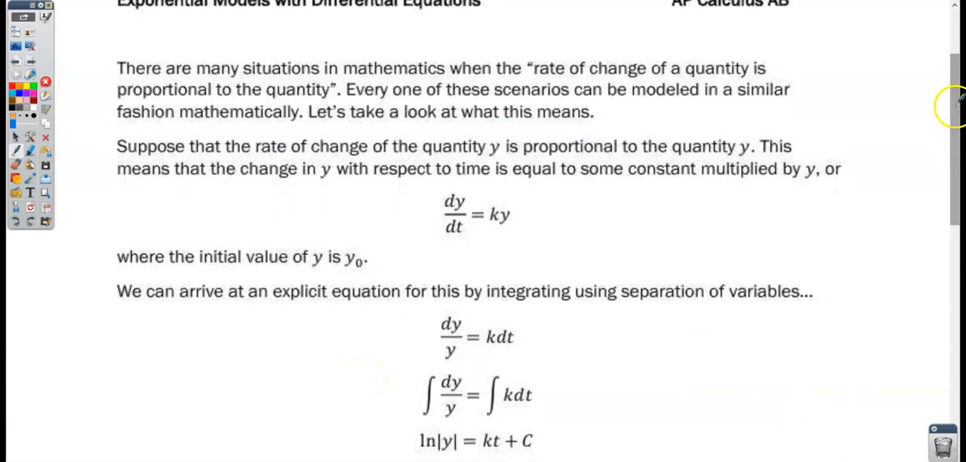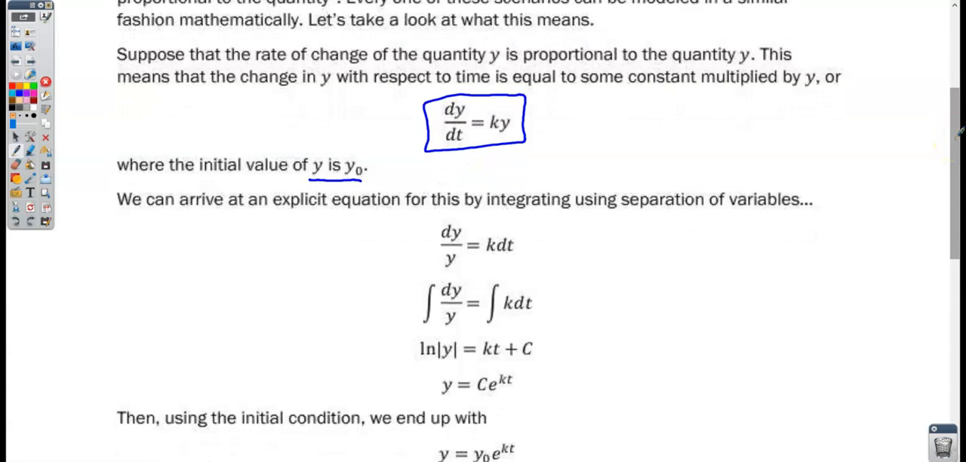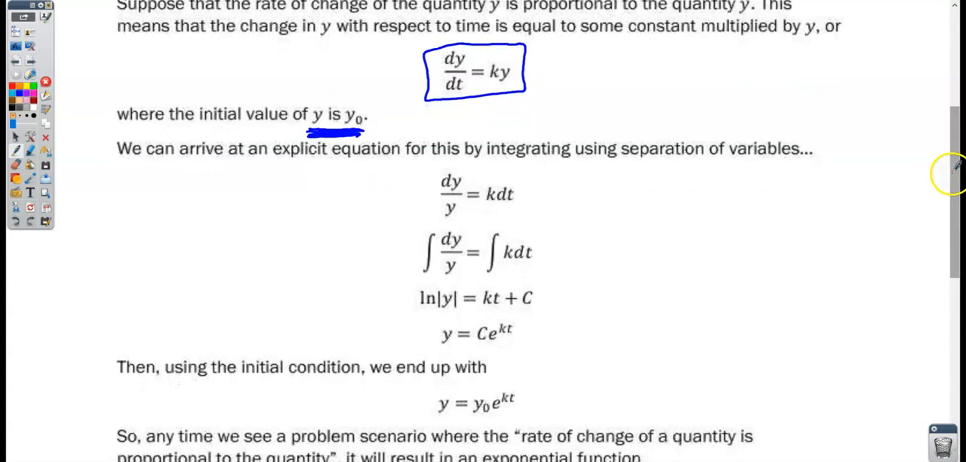If we take this separable differential equation and this initial condition, we can use separation of variables. We just got done spending the last two lessons talking about separation of variables. We can use it to find the equation for this function. So we separate our variables, we integrate both sides, we solve for y, we get y equals ce to the kt, and then since the initial value of y is y sub 0, we can substitute this in, and we end up with this relationship right here, y equals y sub 0 e to the kt.